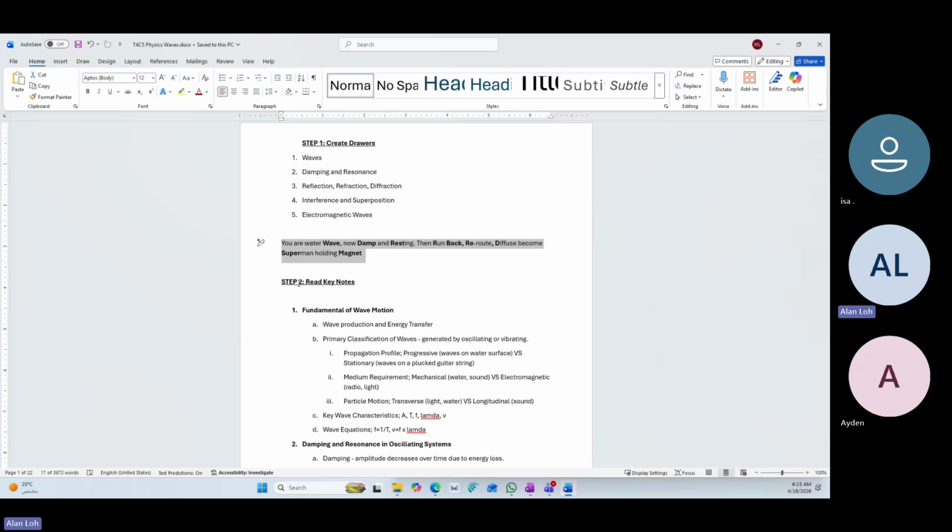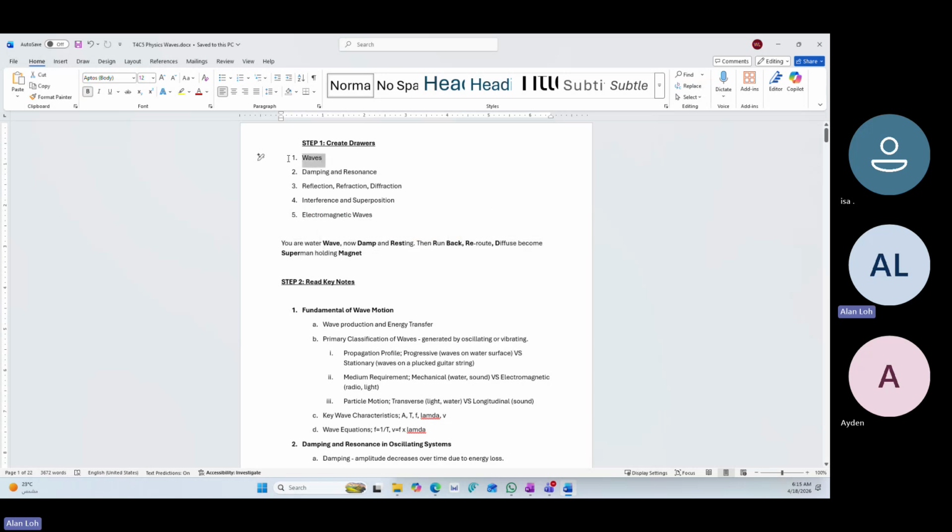Then you run back. You did a U-turn, you run back in the opposite direction. Then you reroute, you turn left and right, and then you diffuse. Suddenly you are being diffused, and you became a Superman and holding a magnet, right? So this will help you to remember the drawers now, right? Before this story, if I ask you to remember these drawer names, it will be very difficult. Now it's becoming easier.